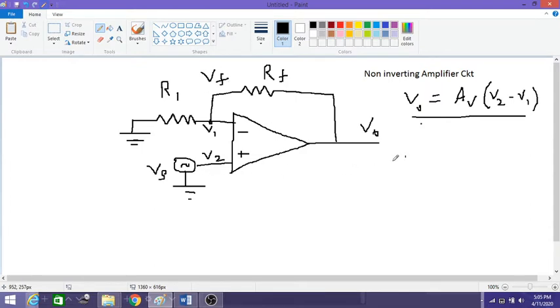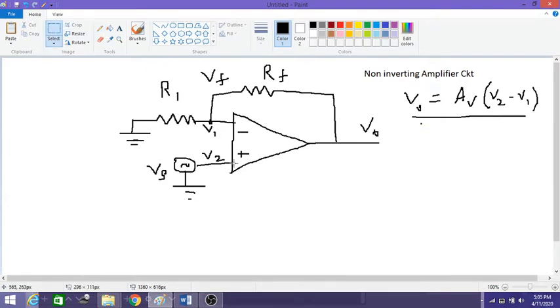So if we look into the virtual ground concept, in the inverting amplifier case, what happened there was that V2, the inverting terminal, was grounded. Due to this, and also due to the high input resistance across the input, there was no current flowing through V1. That is why, as V2 was 0 in the inverting case, which was approximately equal to V1, V1 was also equal to 0. But here the case is slightly different.